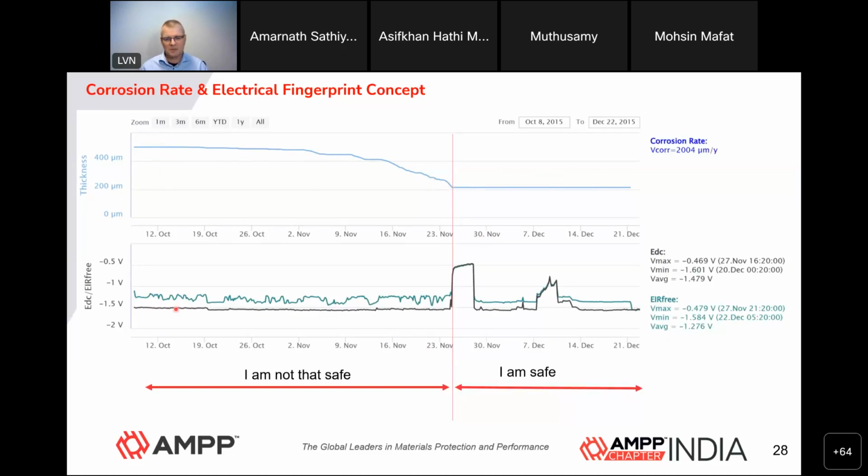Whereas the potential measurement tells you that you're safe in this area and not so safe in this area.